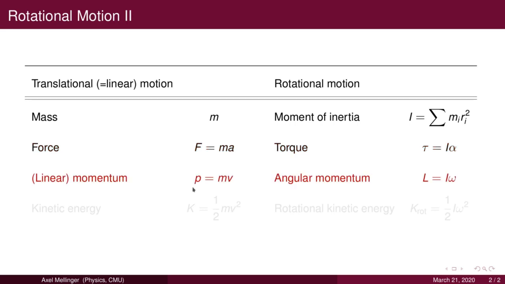Next we look at momentum. In linear motion, momentum is simply the product of mass times velocity. So likewise in rotational motion, we define the angular momentum L as the product of moment of inertia and angular velocity. Finally, the kinetic energy. You all know that in linear motion, kinetic energy is calculated as 1/2 mv squared. And we have exactly the same type of equation in rotational motion. Here the rotational kinetic energy is 1/2 I times omega squared.